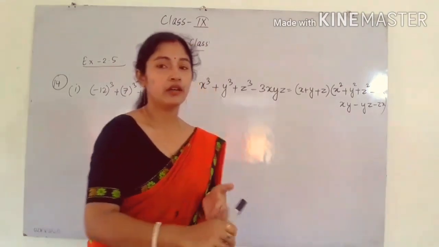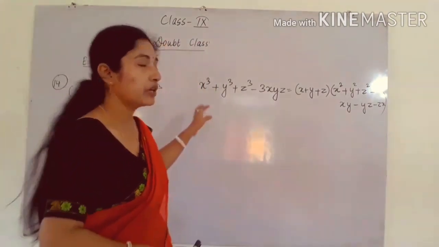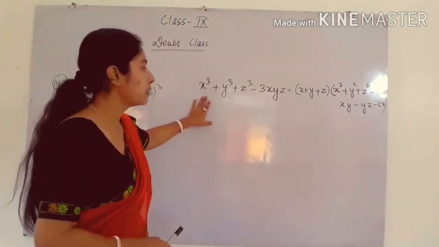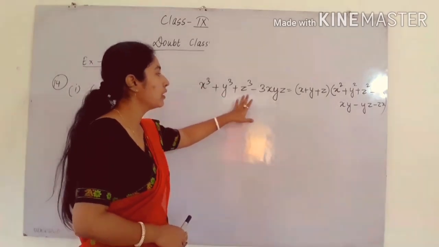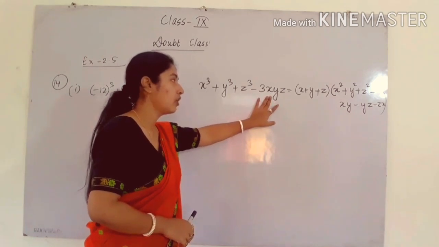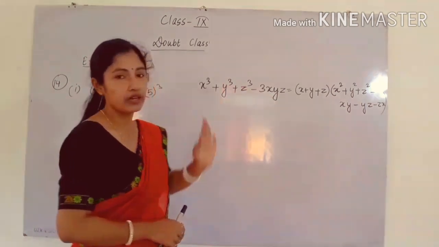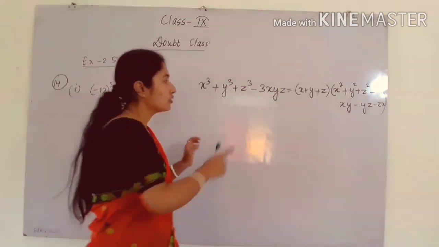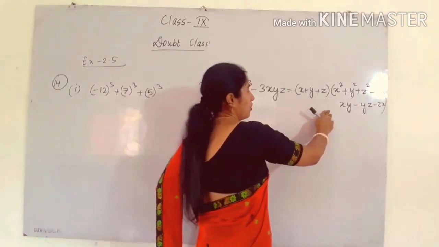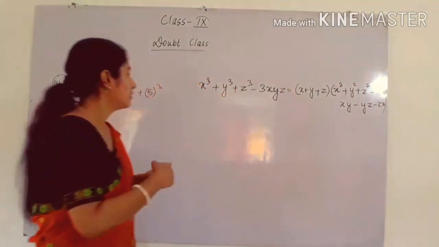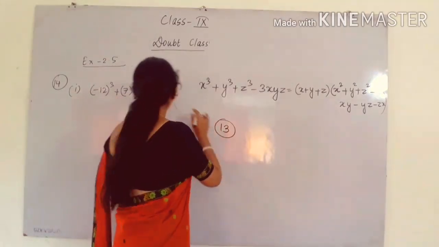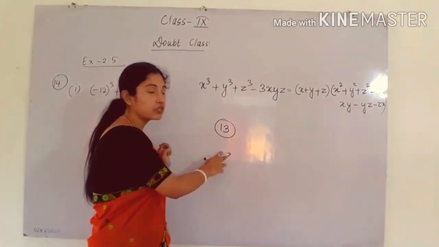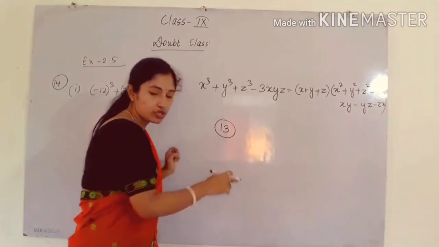Before that, I want to show you identity number 8. So this is the 8 number identity. This is the formula of x cube plus y cube plus z cube minus 3xyz. Also in place of xyz you can write ABC also. Okay. So this is the formula. So you can see in exercise 2.5, question number 13, one question is there.